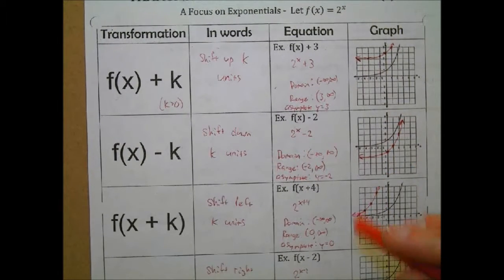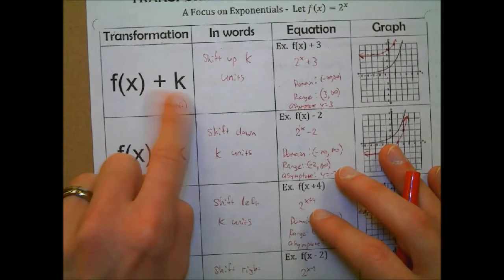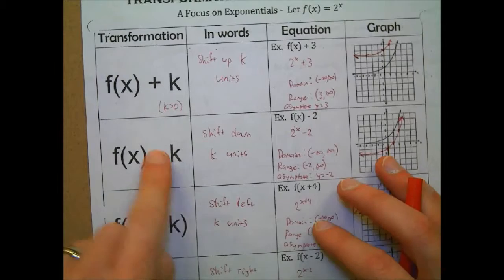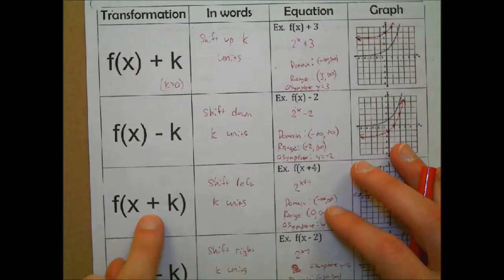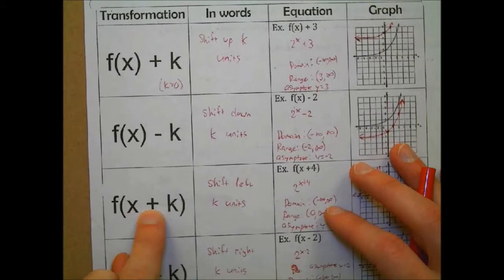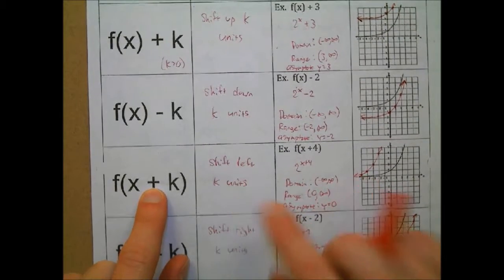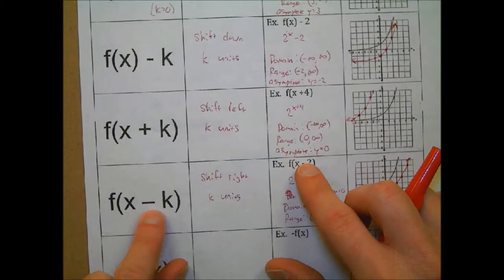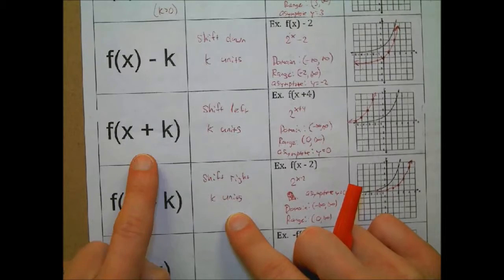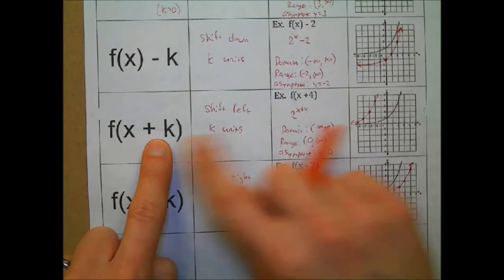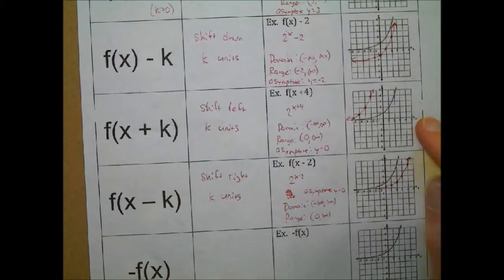All right? So the sooner you can understand that when you add something to the function outside, that's a shift up. When you subtract something outside, that's a shift down. When you add a k on the inside with the x, that actually shifts you left k units, right? And when you subtract a k on the inside with the x, that shifts you right k units. So that's the opposite of what you'd expect, right? Plus k shifts you left, minus k on the inside shifts you right. And that's all from what we talked about yesterday.